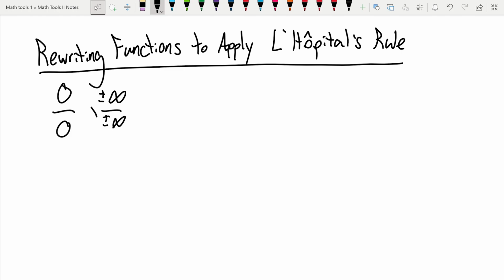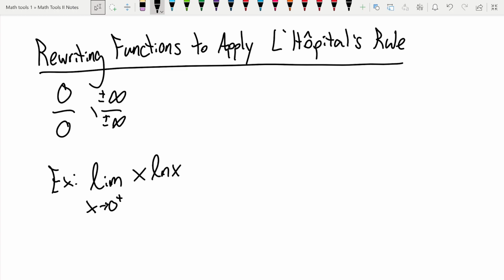So let's look at what we mean here by an example. So let's look at the limit. I mentioned that this does work for one-sided limits. So let's look at the right-hand limit as x approaches 0 of x ln of x.